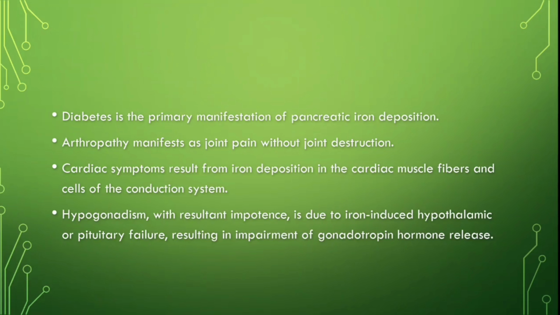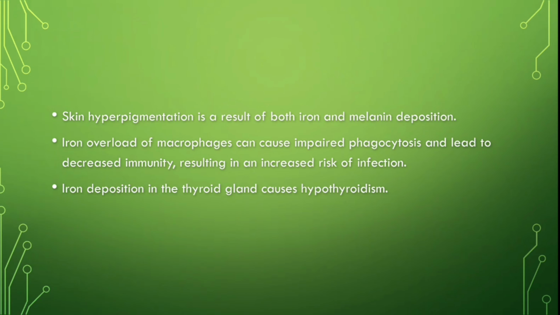Hypogonadism with resultant impotence is due to iron-induced hypothalamic or pituitary failure, resulting in impairment of gonadotropin hormone release. Skin hypopigmentation arises as a result of both iron and melanin deposition. Iron overload of macrophages can cause impaired phagocytosis and lead to decreased immunity, resulting in an increased risk of infection. Iron deposition in the thyroid gland causes hypothyroidism.